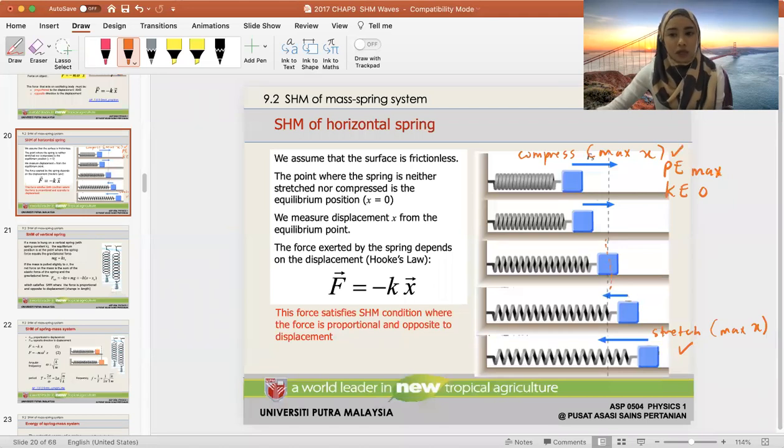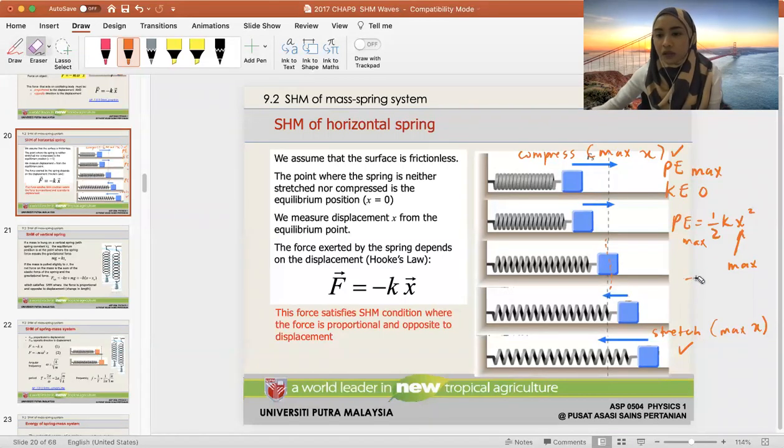My PE becomes maximum, my KE becomes zero. Why? Because when I compress my spring, I am holding it from moving, right? My KE is zero because V is equal to zero. Why is PE maximum? Remember, your equation for PE is equal to 1/2 kx squared. If this is the maximum displacement, your PE is maximum as well. So this becomes PE max, right? So when PE maximum happens, KE is equal to 0.